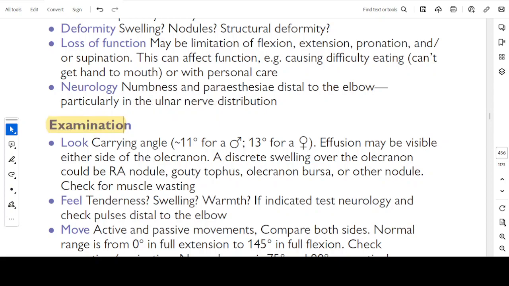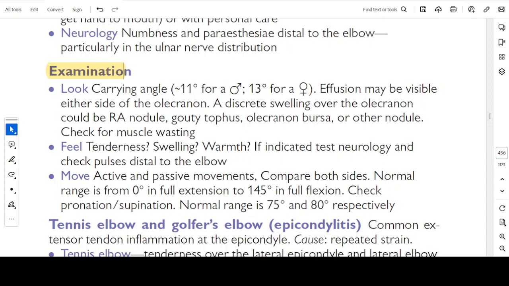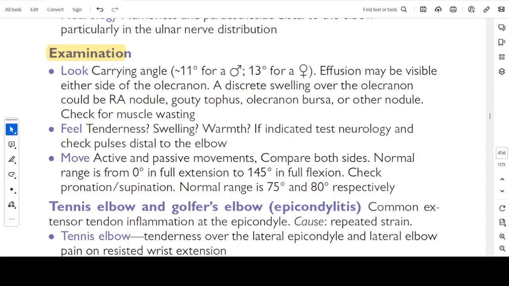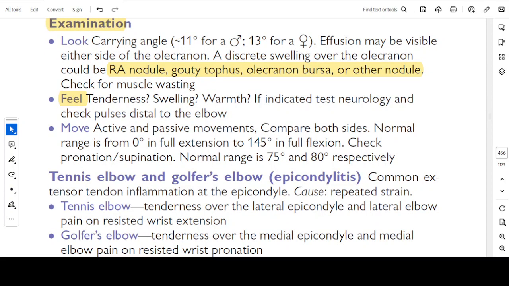Examination. Look. Carrying angle is 11 degrees for a male and 13 degrees for a female. Effusion may be visible either side of the olecranon. A discrete swelling over the olecranon could be an RA nodule, gouty tophus, olecranon bursa, or other nodule. So if there's a nodule or discrete swelling at the olecranon, you should consider rheumatoid arthritis, gouty tophus, or olecranon bursa. Check for muscle wasting. Feel. Feel for tenderness, swelling or warmth. If indicated, test neurology and check pulses distal to the elbow.